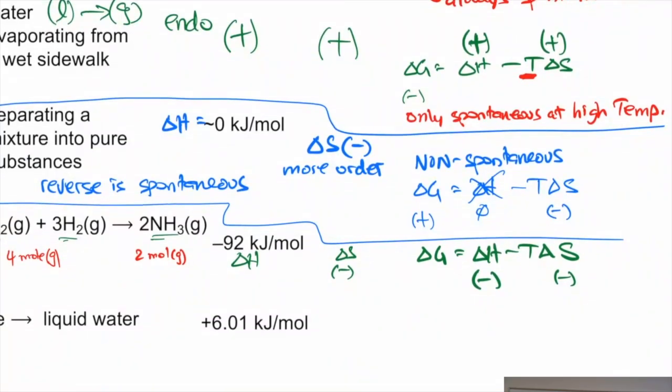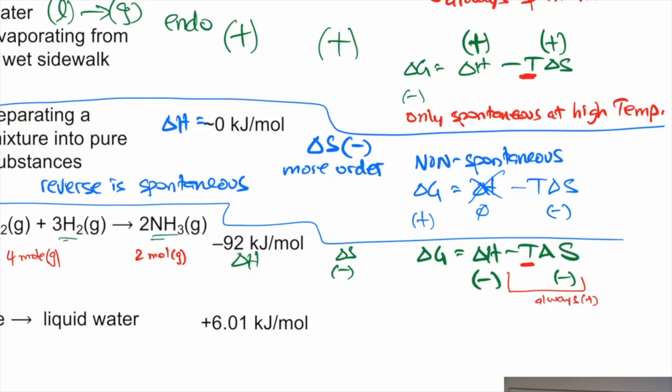Once again, if delta S is always negative, then T delta S is always a negative value, right? And we're subtracting a negative value, right? That makes it a positive. Do you all see that? Because T is always positive. So if the change in entropy is always negative, this value here is always positive. So whether delta G is negative or not depends on the temperature again, right?